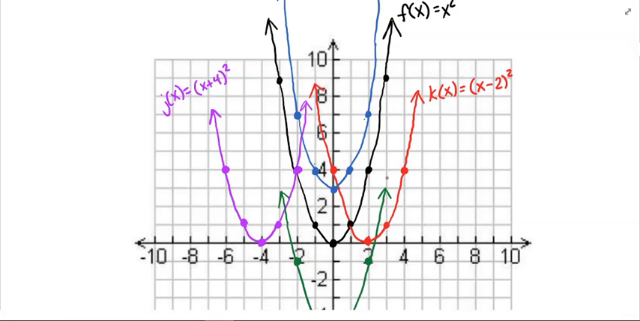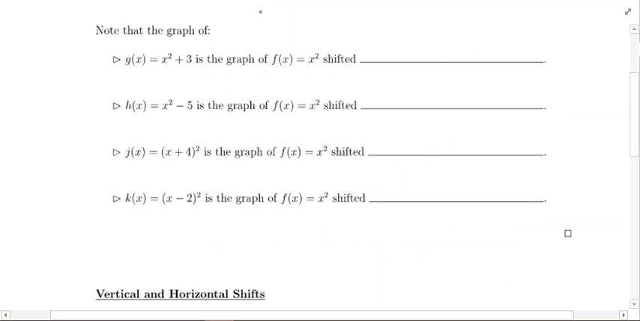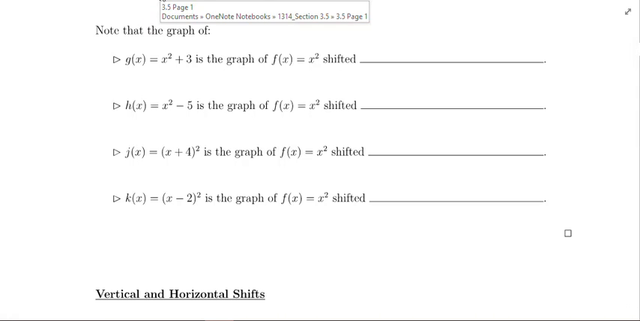If you jump over to page 3, there is some fill in the blanks here. We're going to compare graphs. So let's look at the first bullet point. It says g of x equals x squared plus 3 is the graph of the original basic function f of x equals x squared shifted how? So let's go compare those 2 functions.